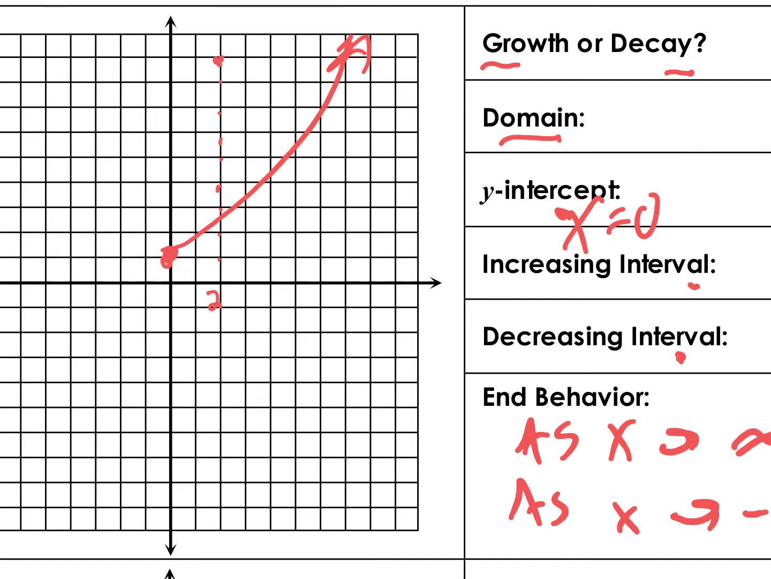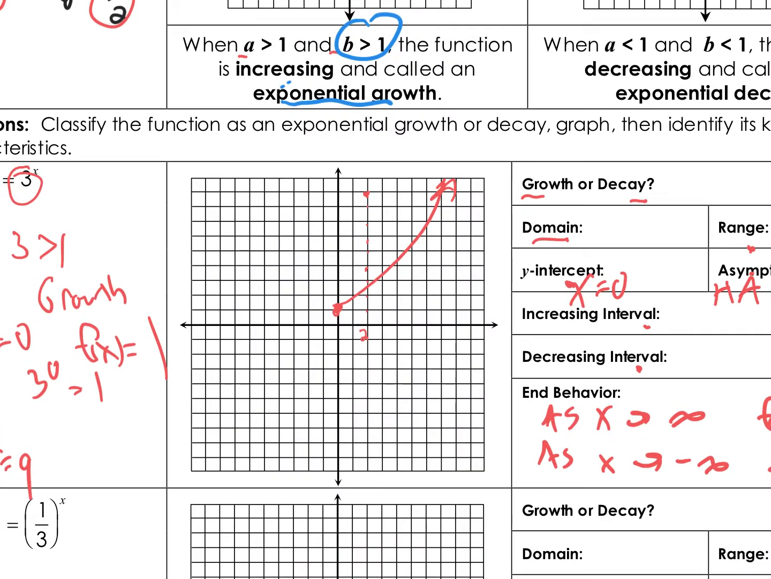I guess I should have thought about 3 being a big number, that the generic graph looks like that, but actually, this graph's got to go a little steeper because 3 is a big number. So it becomes a vertical stretch. So go ahead and add one more point just to make it prettier. And then there is my better curve.